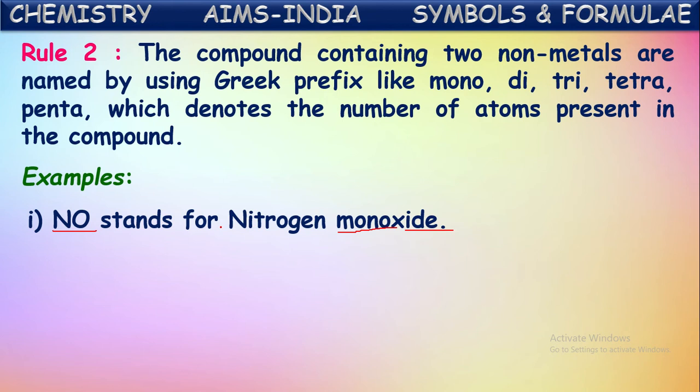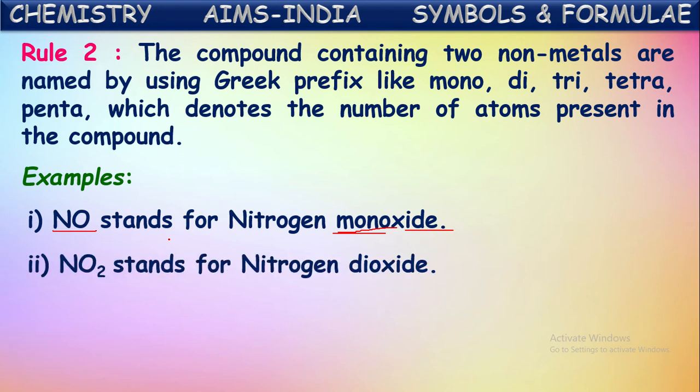So for the first non-metal, we need not mention it if it is only one. For the second one, we mention with mono, di, or tri. Here, one oxygen atom is there, so we may mention it with mono. Now its name becomes nitrogen monoxide. In this way, it is written. Okay, let us see one more compound.